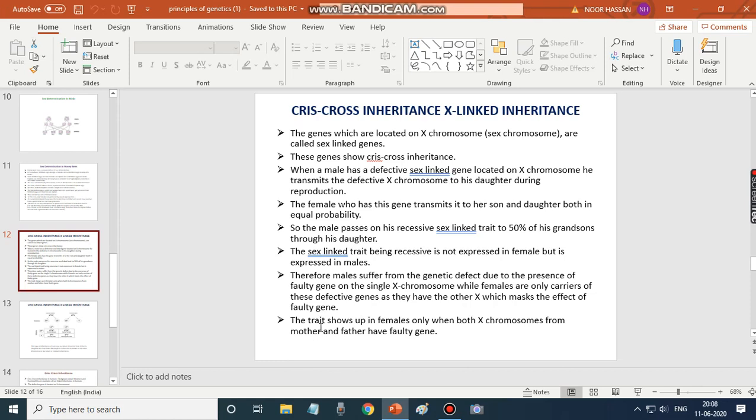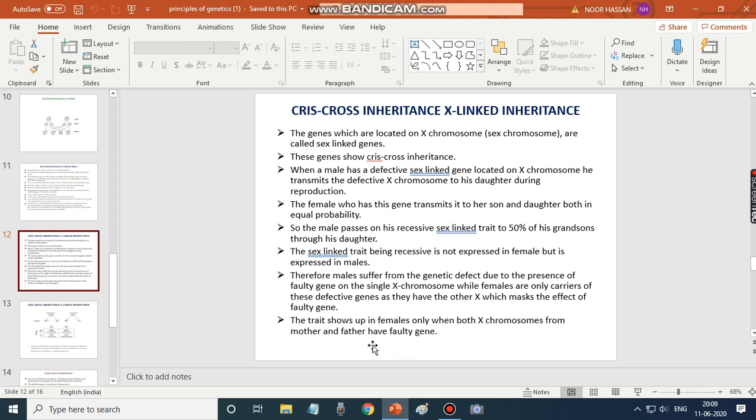Hope you understood this. Females have XX chromosomes, so any one X carrying the defective gene will not affect them, but they are said to be carrier females. But in males, because one is X and the other one is Y, if this X chromosome carries a defective gene, then the father or the male will definitely pass on this defective gene to the offspring.